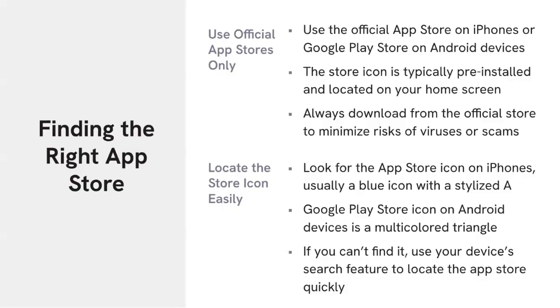And next, we're going to talk about locating the store icon easily. So look for the App Store icon on iPhones. It's usually a blue icon with a stylized A. And for the Google Play Store icon on Android devices, it's a small multicolor triangle. If you can't find it, use your device's search feature to locate the App Store quickly.